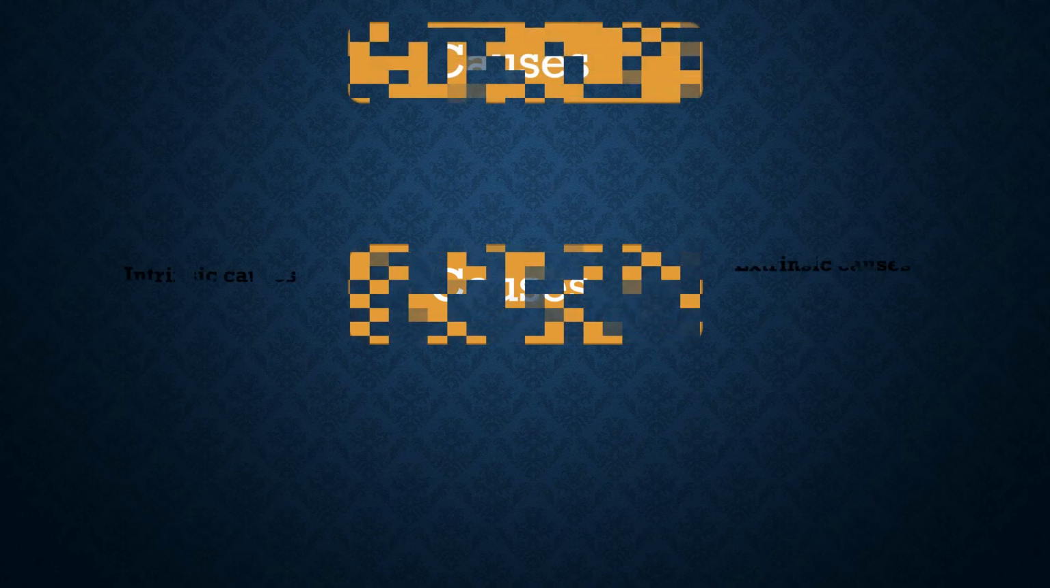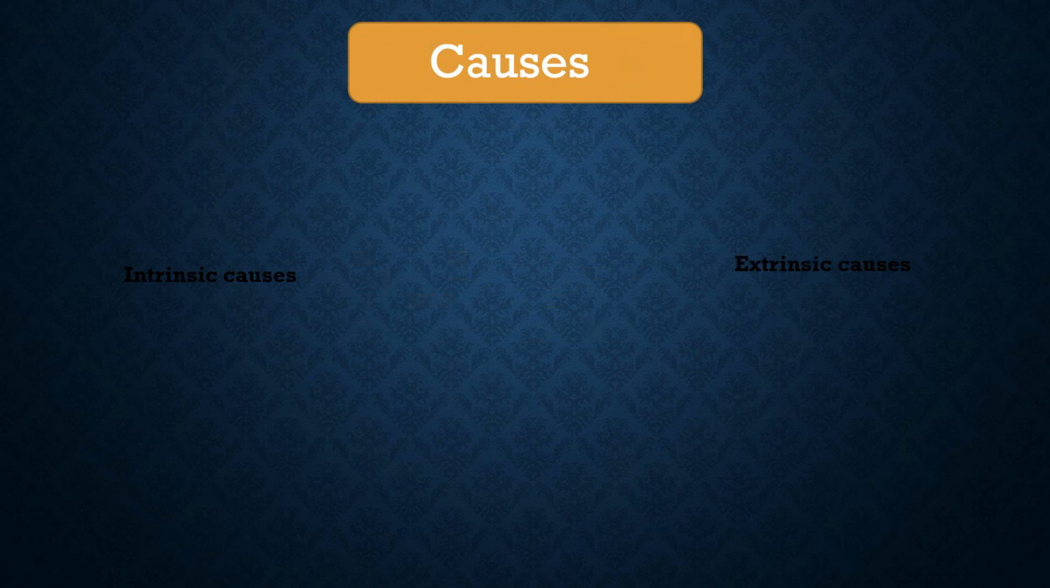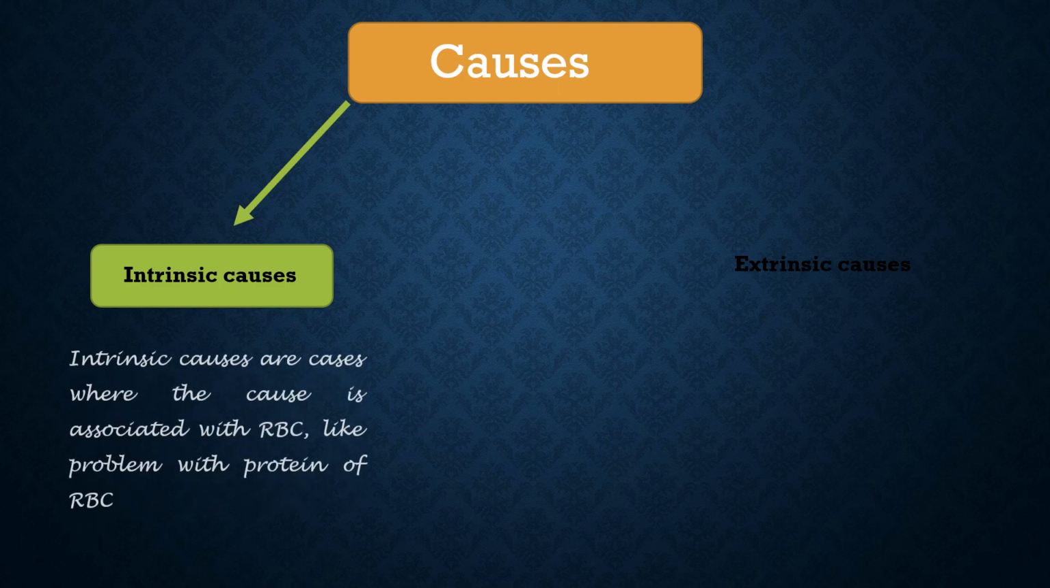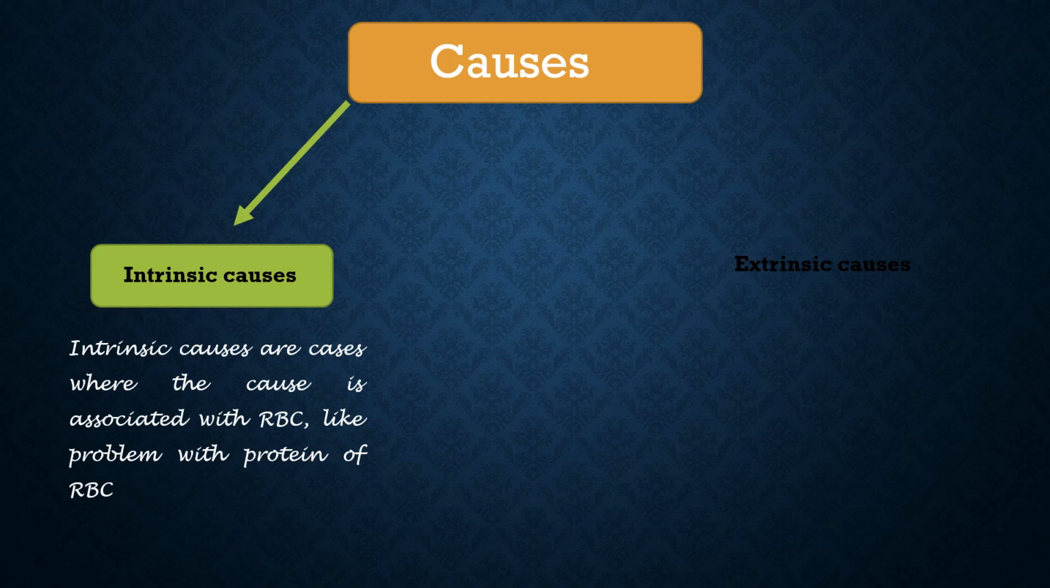So let us know what are the causes of hemolytic anemia. There are two causes of hemolytic anemia. Number one is intrinsic cause. Intrinsic means which occurs from inside. So, intrinsic causes are cases where the cause is associated with RBC, like a problem with protein of RBC. So, from this we can understand that this intrinsic cause is totally associated with the structure and the functional status of the RBC.